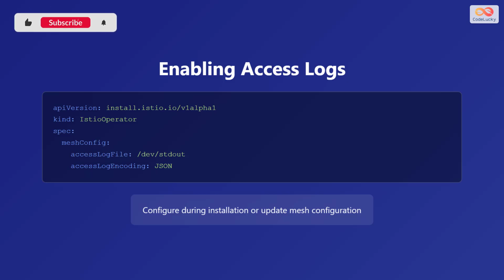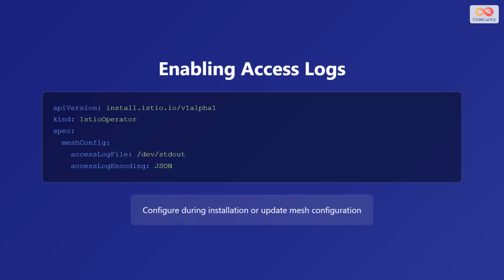Enabling access logs in Istio is straightforward through configuration. You can configure access logging during Istio installation or by updating the mesh configuration afterward. The configuration uses the Istio operator custom resource with API version install.istio.io/v1alpha1. Under the spec section, you define mesh config parameters.